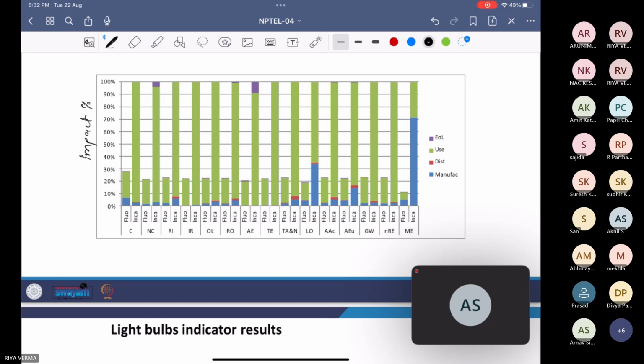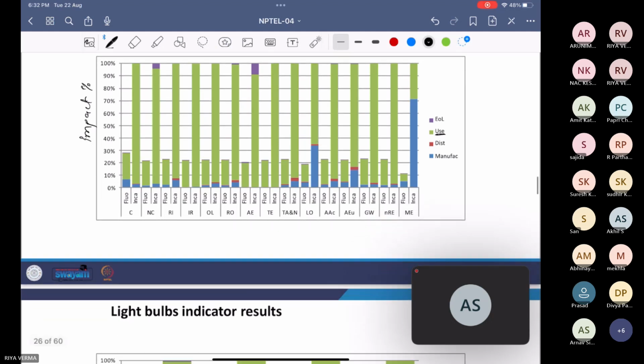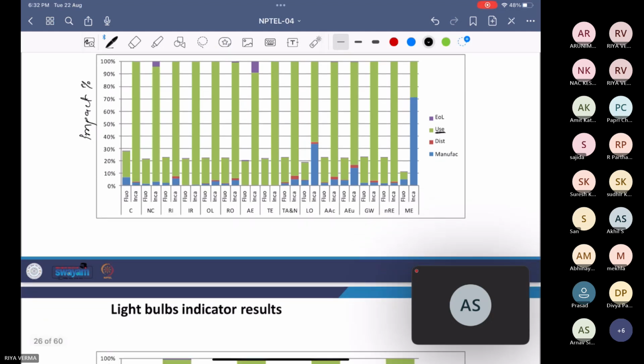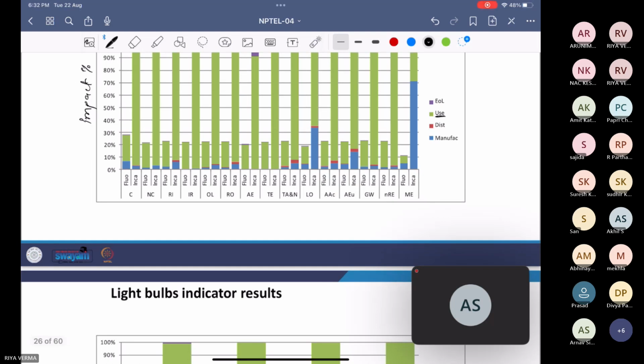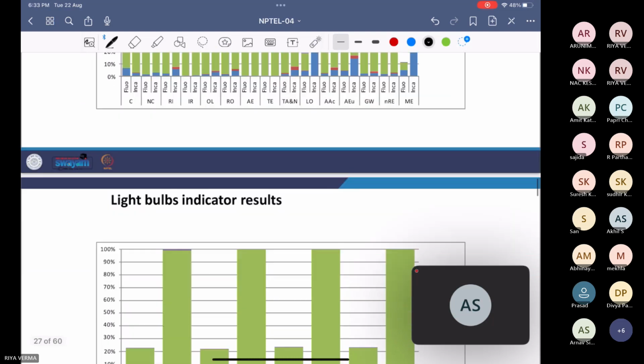We can clearly observe that the maximum impact has been observed during the use phase of the bulb. That is due to the use of electricity, because the source of electricity that we have is generally thermal power plants. They firstly use a large amount of water, which is also one sort of impact, and they also create a large amount of air pollution. So that is why the maximum impact has been observed during the use phase.